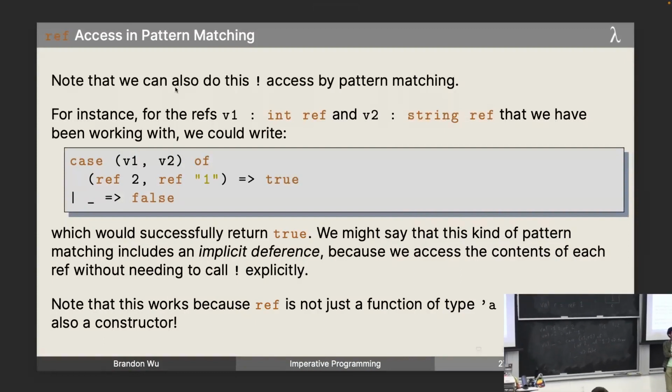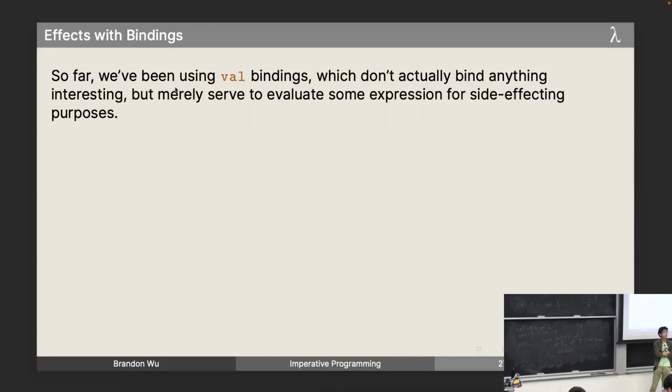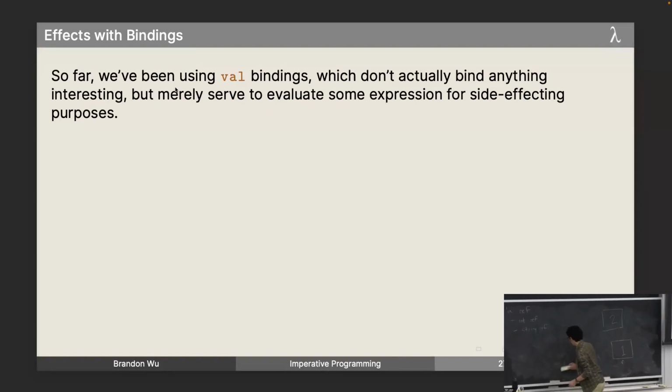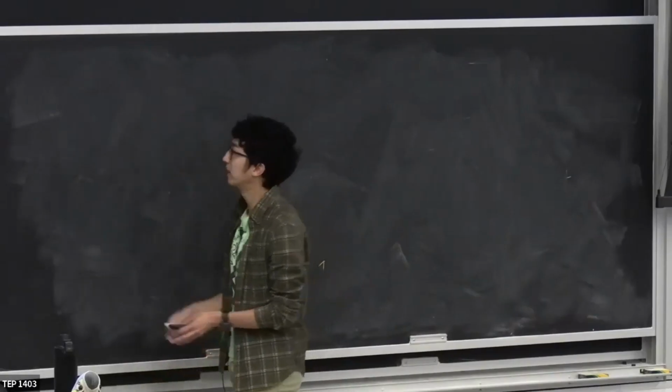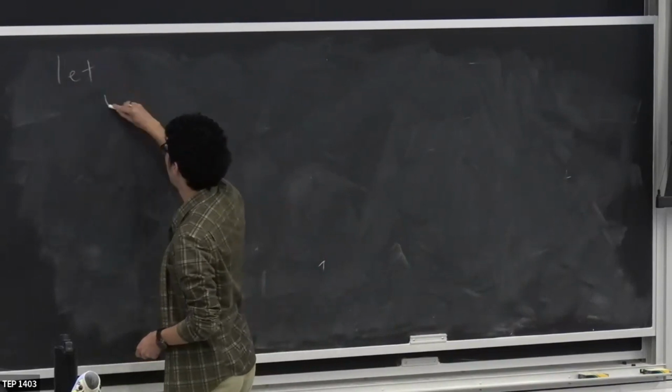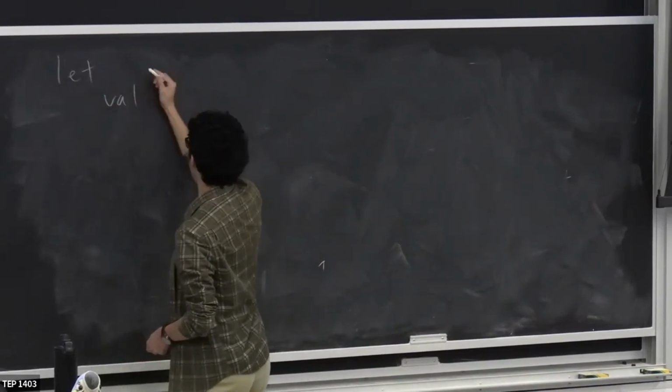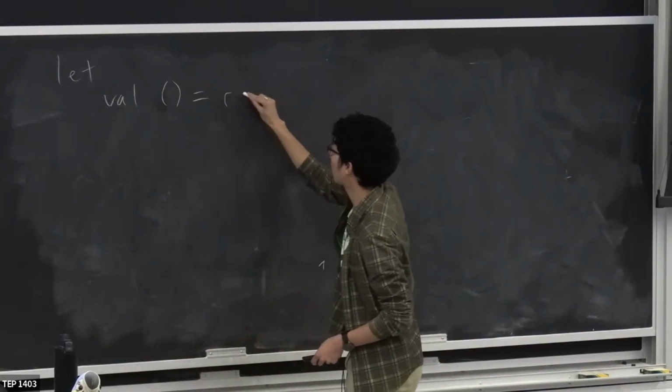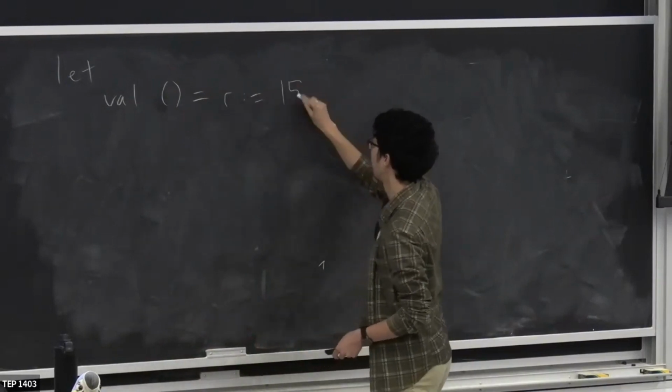Okay, let's see. We've been using val bindings in general throughout this lecture to do the side effecty things that we want to. What I mean by that is, if I needed to write an expression where I executed some kind of side effect, I would write this: I would say let val unit really equals r colon equals 150, let's say.